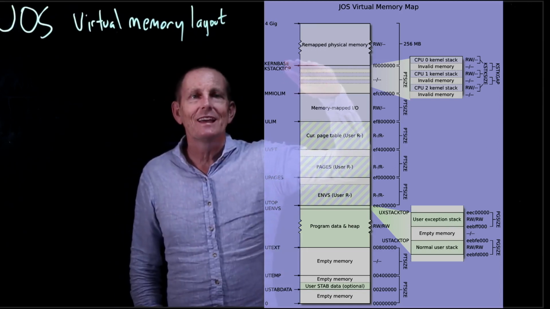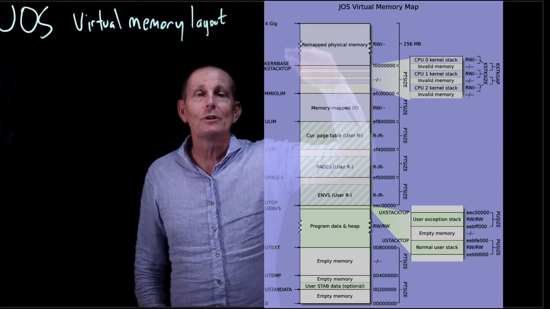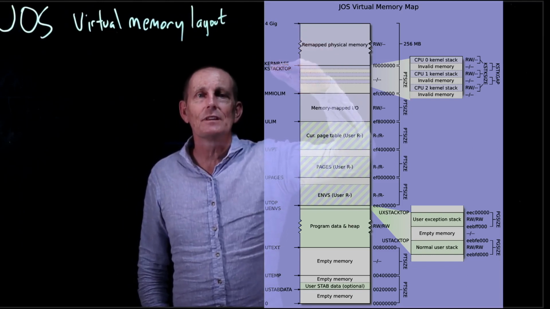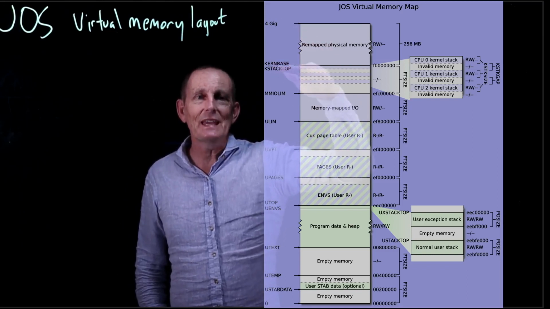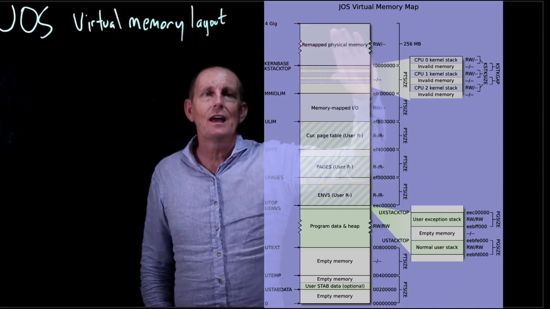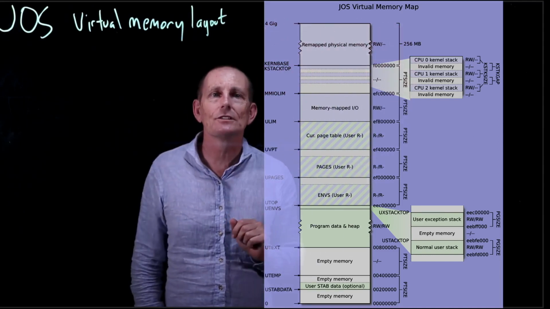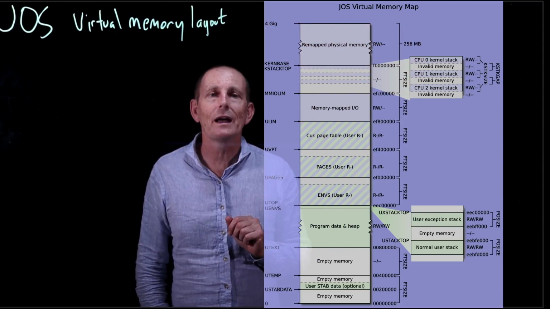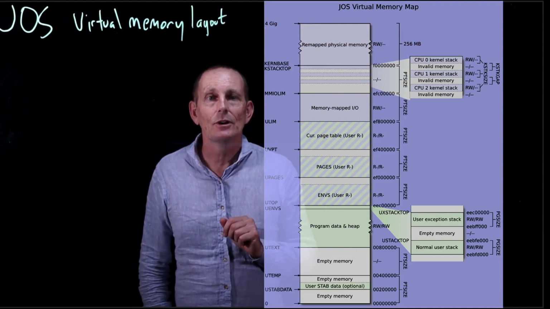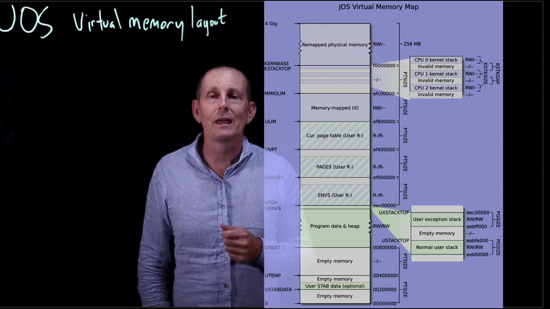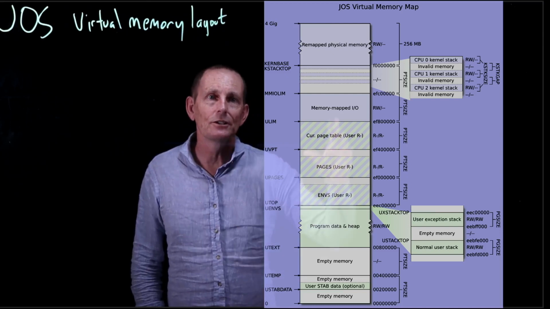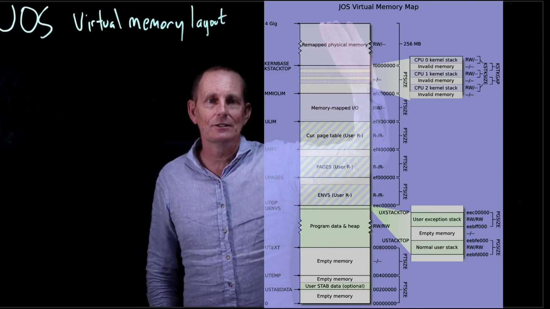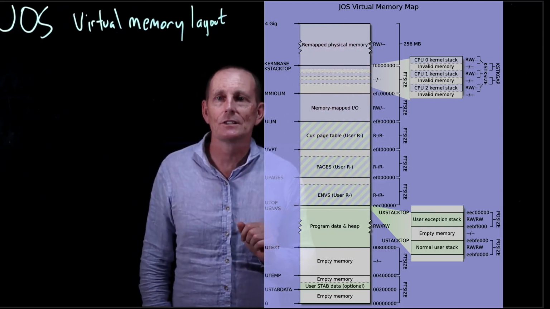Here we get kernbase, and kernbase is 256 megabytes from the top of the address space. So it's the top 1/8 of the address space. And this is where all the physical pages are mapped. So this is why JOS is limited to using a 256 megabyte hardware. So it only uses that 256 megabytes because that's the only address space it has to map in all the physical memory.